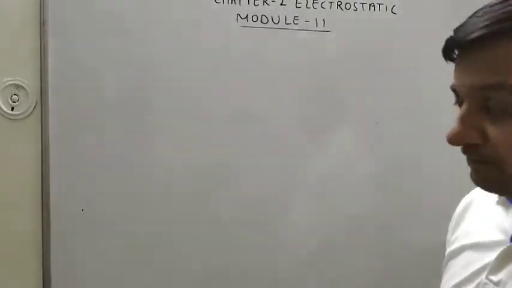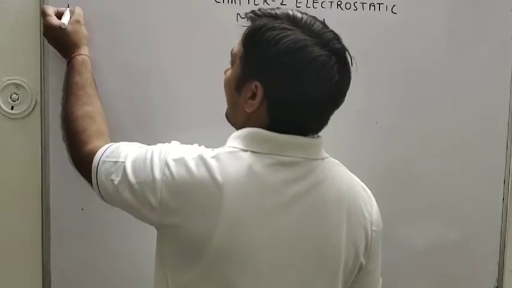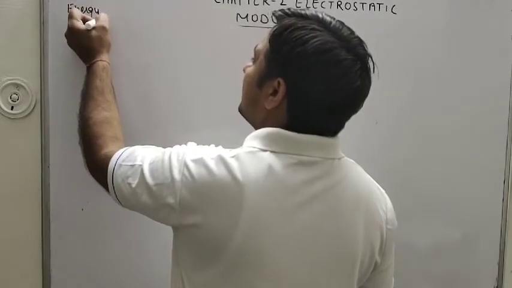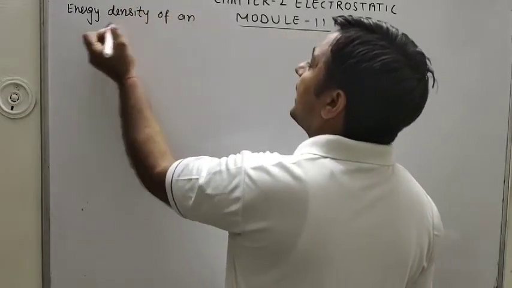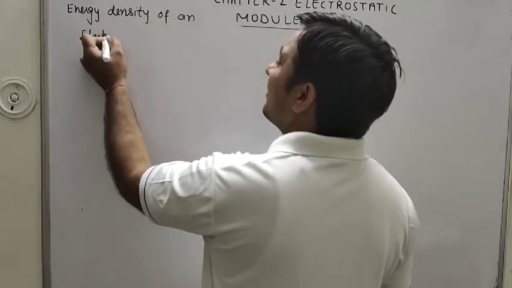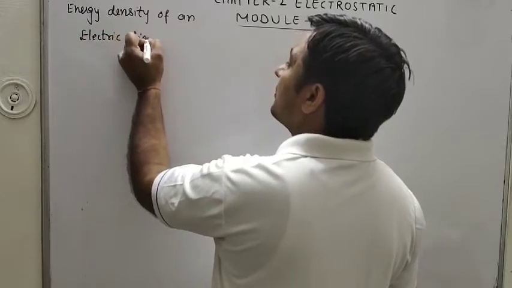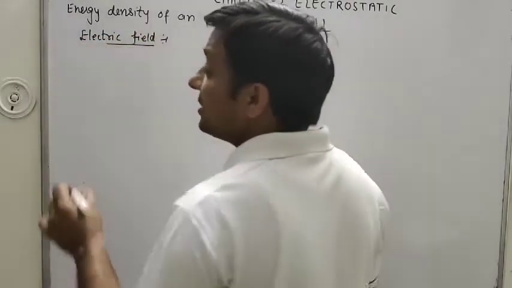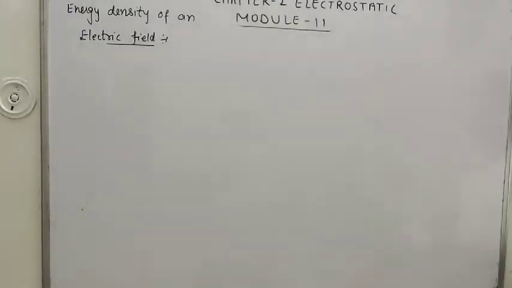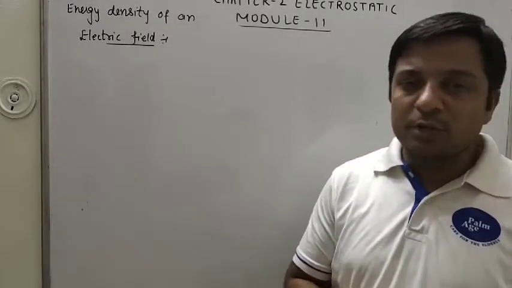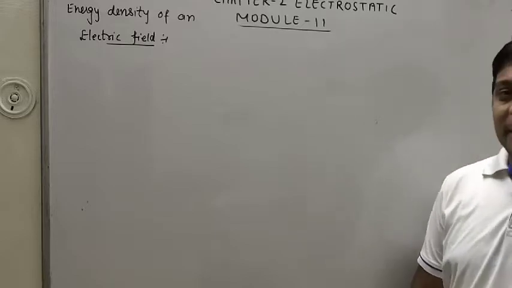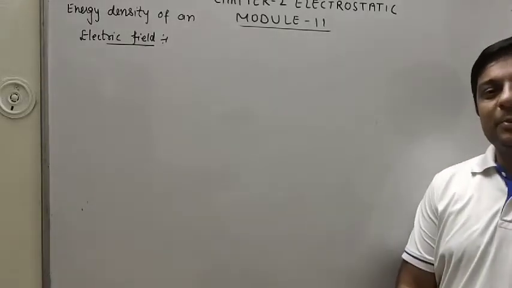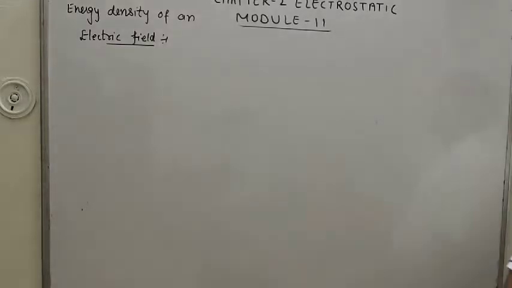Now, energy density of an electric field. What is the energy density? It is defined as energy stored in a capacitor per unit volume. Energy density is energy upon volume. In 11th class we have studied energy density, energy upon volume. So here, energy density of an electric field.